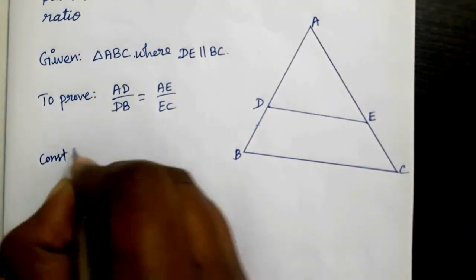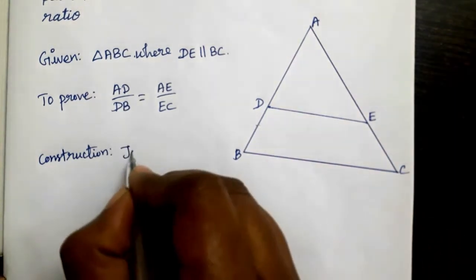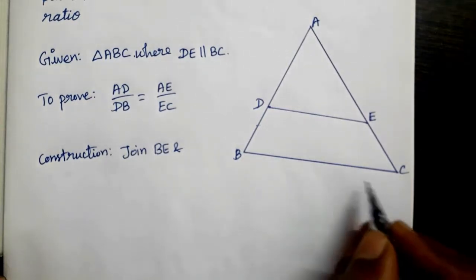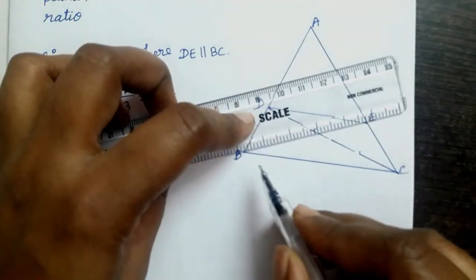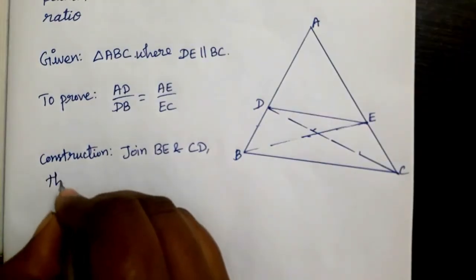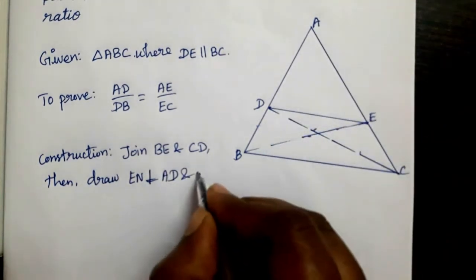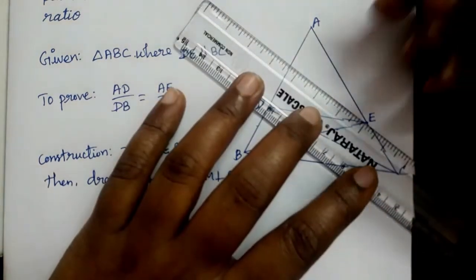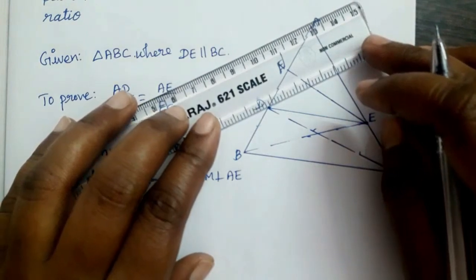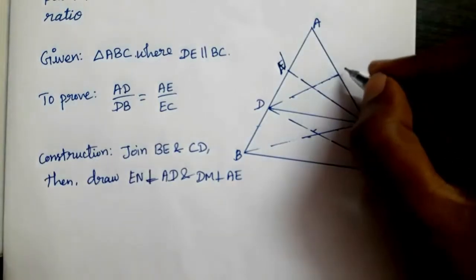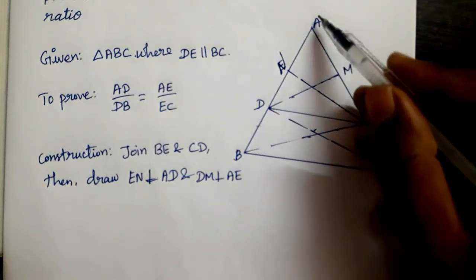Construction: now join BE and CD. Then draw EN perpendicular to AD and DM perpendicular to AE. We draw a perpendicular line here, named N, and another perpendicular line here, named M. So EN is perpendicular to AD and DM is perpendicular to AE.